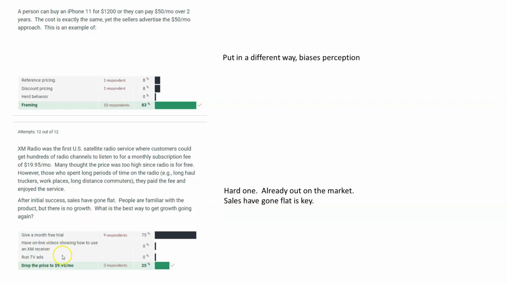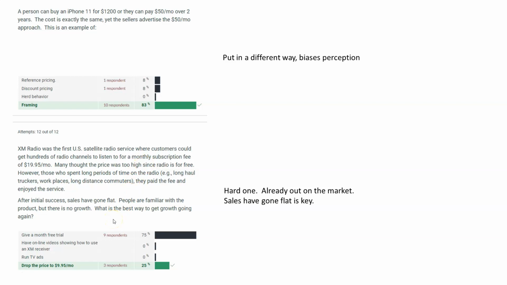I'm going to skip these two because everybody understood that these aren't the right answers. But give a month free trial. Why is this answer better than this answer? And here's what's the key to it. This tells you that people know what radio is. And so having that service for a free month, yeah, you get more stations, but you pretty much know what radio is and you have habits and everything else. Would be more impactful.